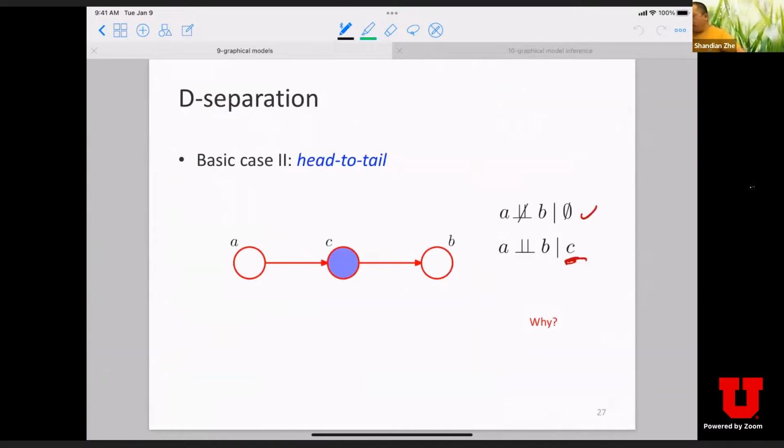And then we went through the second case, which is called head-to-tail. At the intermediate node C, the two arrows meet with the pattern that one is an arrowhead and one is a tail. And then we have the same conclusion as in the case of tail-to-tail. Namely, A and B are dependent if we condition on nothing. However, if C is observed and conditioned on, then A and B are independent. We can use a pretty similar analysis to show this is true.